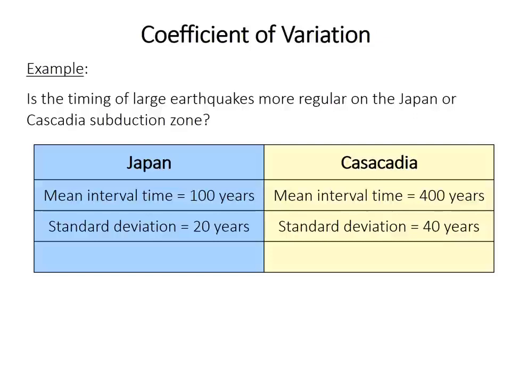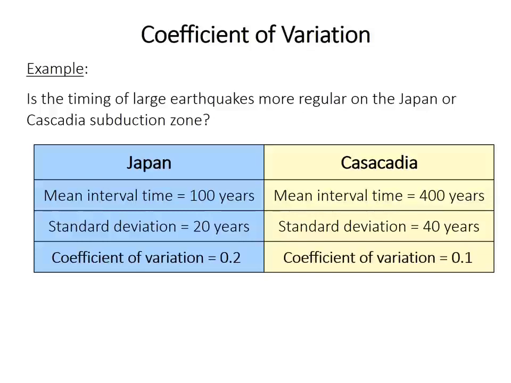So if we just looked at standard deviation, we'd say that, well, Japan is much more regular. The time between earthquakes is much more regular than it is in North America, because the standard deviation is only 20 years and not 40 years. But if we calculate the coefficient of variation, standard deviation divided by mean, we find that Japan is 0.2, 20 divided by 100, and Cascadia is 0.1. So we'd actually make the opposite conclusion, that the earthquake timing, the time between earthquakes, is actually more variable in Japan. So this is an example where the mean differs, and we might want to use coefficient of variation, although you've got to be a little careful sometimes.